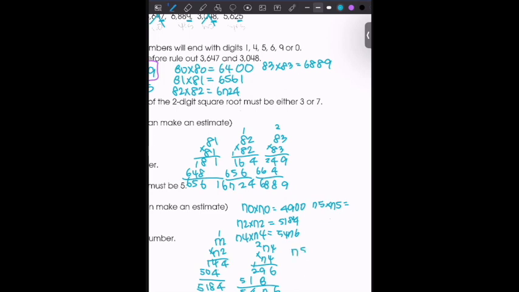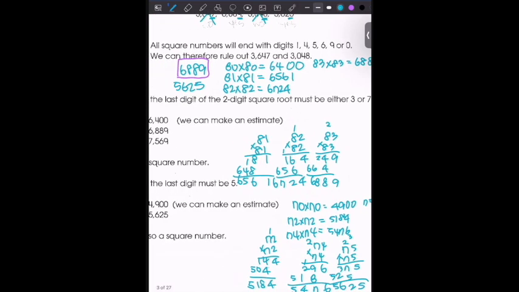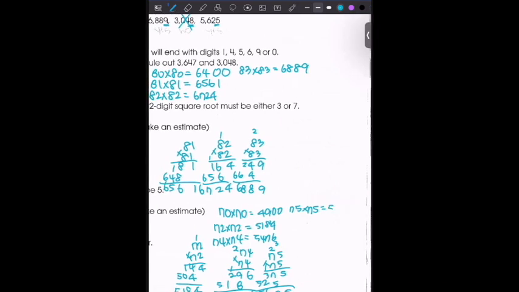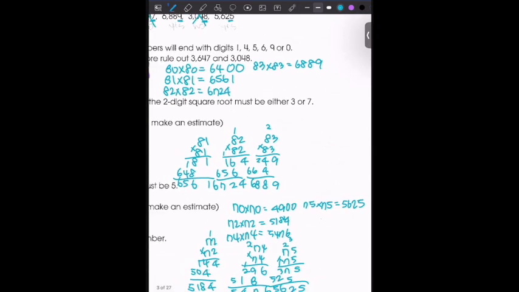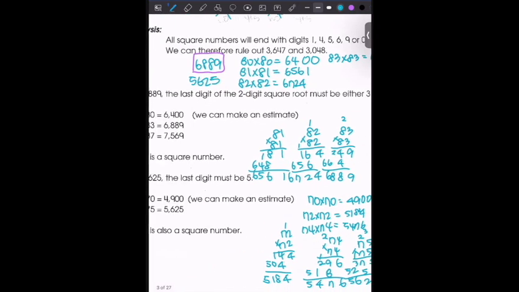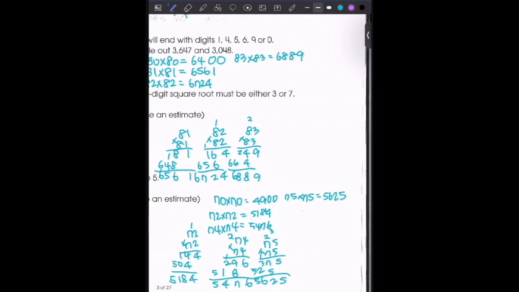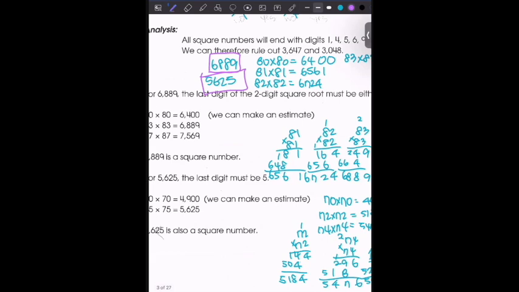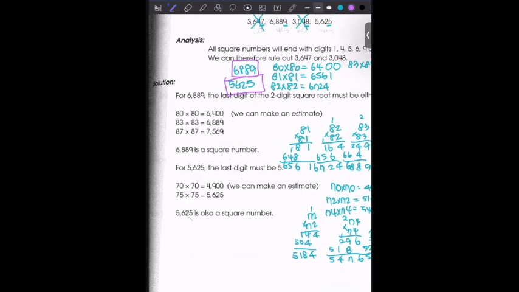And that is going to give us 5,625. And so 5,625 is also a square number, and that is going to be 75 times 75. So both numbers are square numbers.